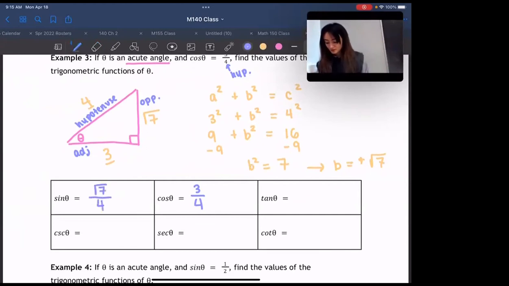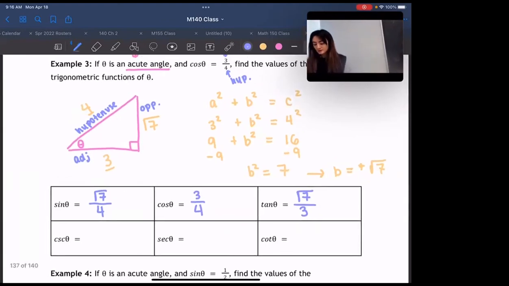Awesome. Square root of 7/4. It's the opposite over the hypotenuse. So all we're doing is rearranging the ratio into what was defined. Okay. And tangent is going to be square root of 7/3, right? Okay. So pretty easy with sine, cosine, and tangent.